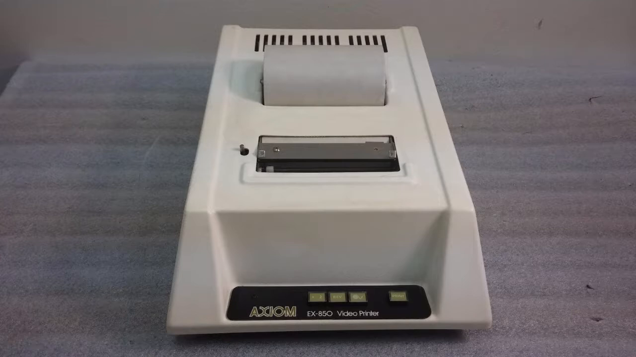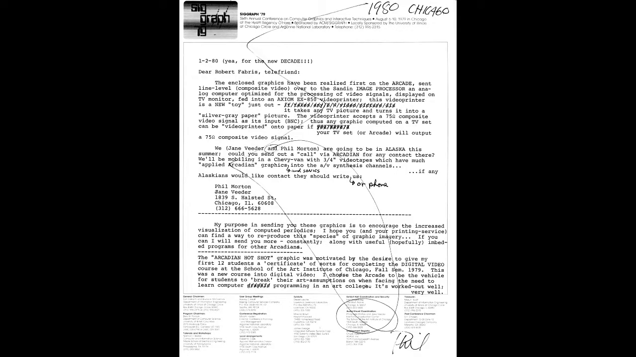I did take a look about how much this printer cost in 1980. I did find a few ads for it in 1981 and it sold for about $1,500, so it was a pretty expensive printer.